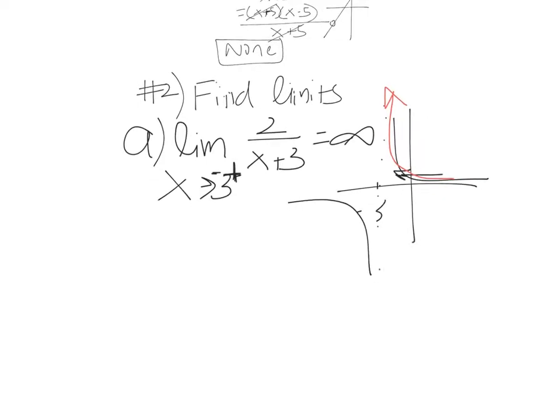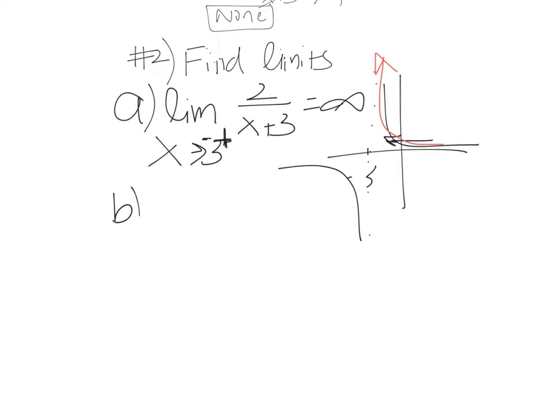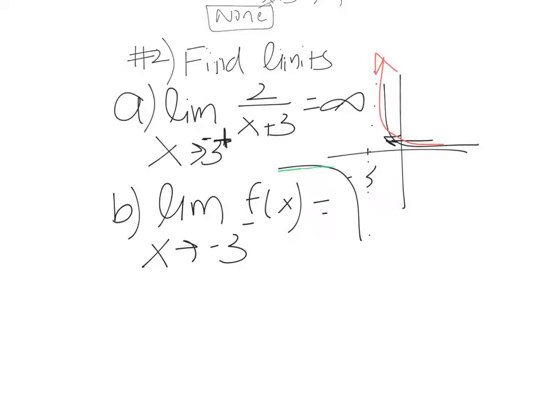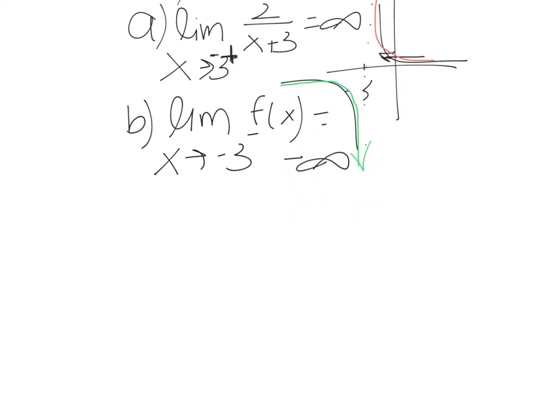Now, what would be the answer? The limit as x goes to -3 from the left for the same function. I'll call it f of x. Yes, perfect. So you jump on your graph, and you're going this way from the left towards -3, and our graph is going down to -infinity. Okay, let's try another one.